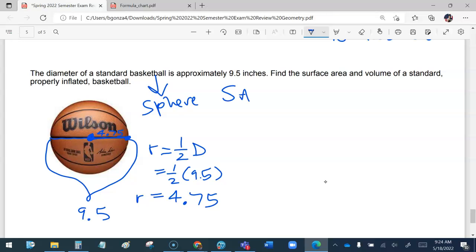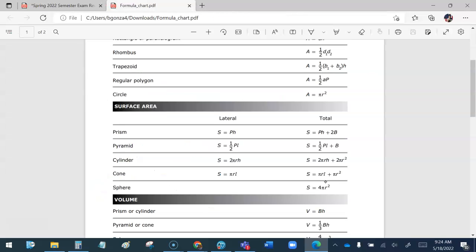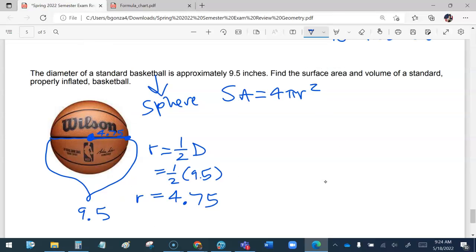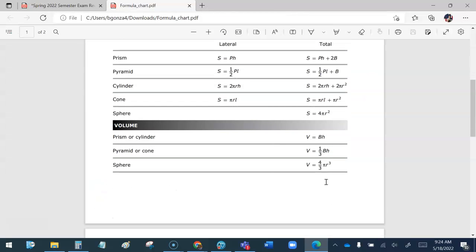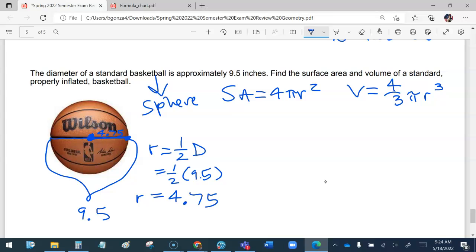So the surface area of a sphere is 4 pi r squared. I can find that on my formula chart right here. And then my volume of a sphere is 4/3 pi r cubed. Again, that's right here, sphere. So all we gotta do is plug in r, which is 4.75. 4 pi 4.75 squared. And then this one's 4/3 pi 4.75 cubed.